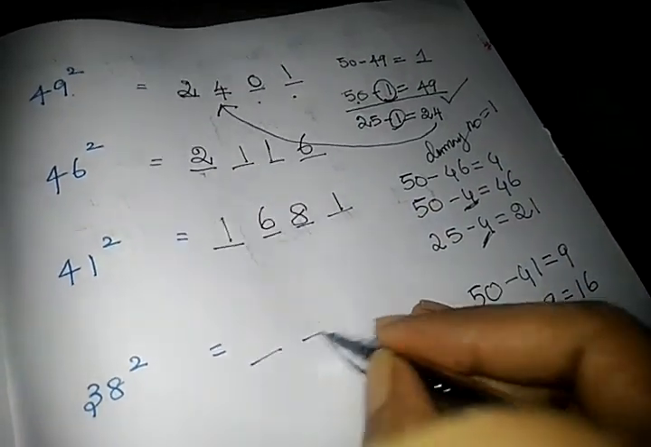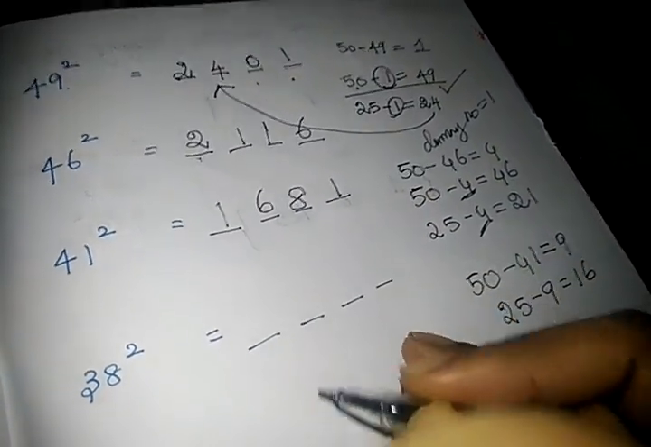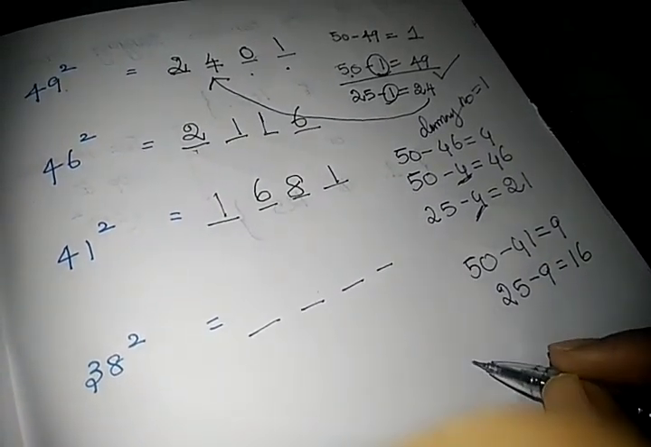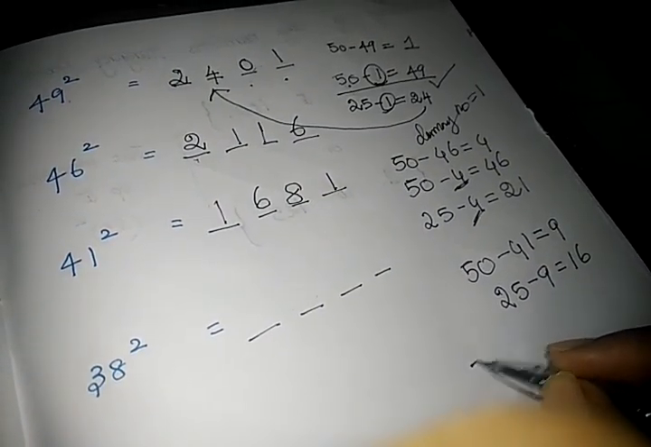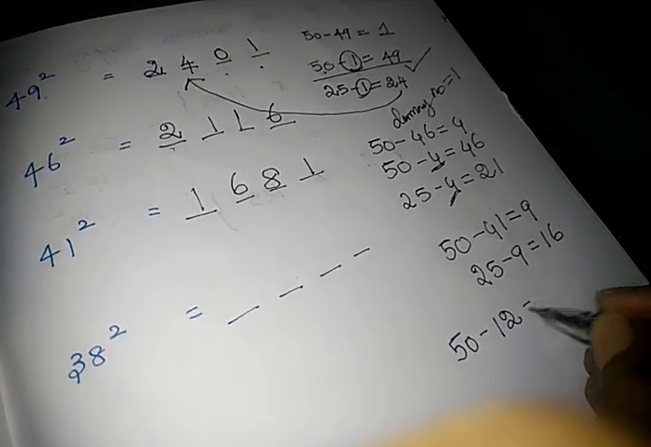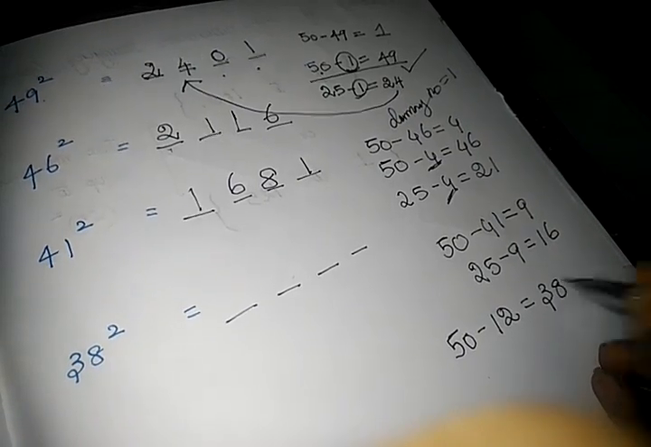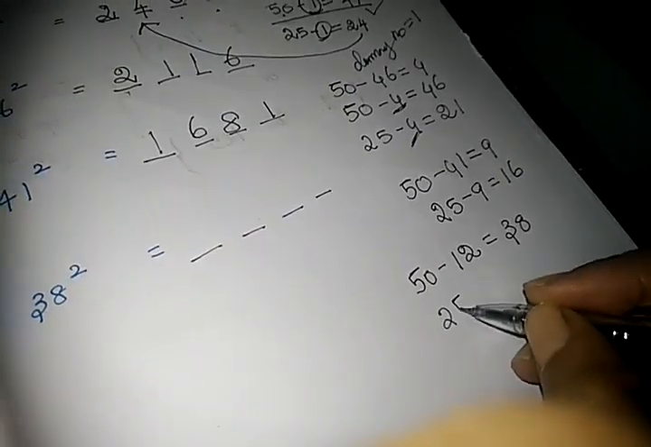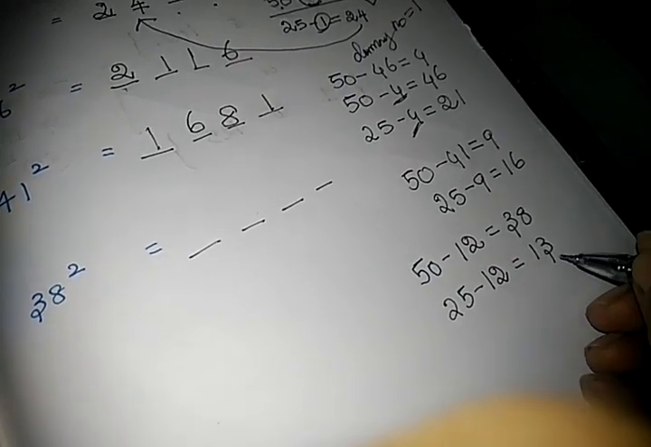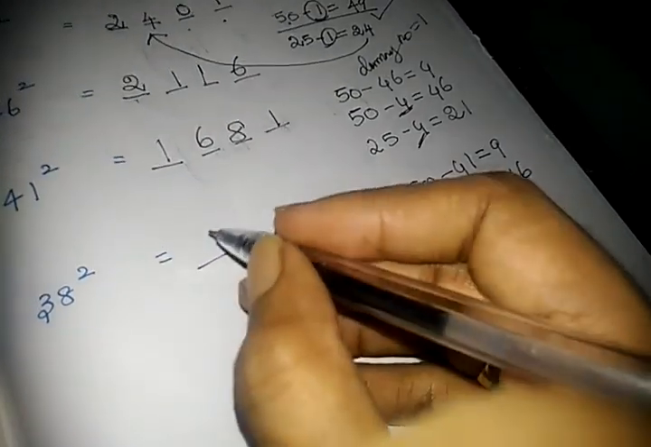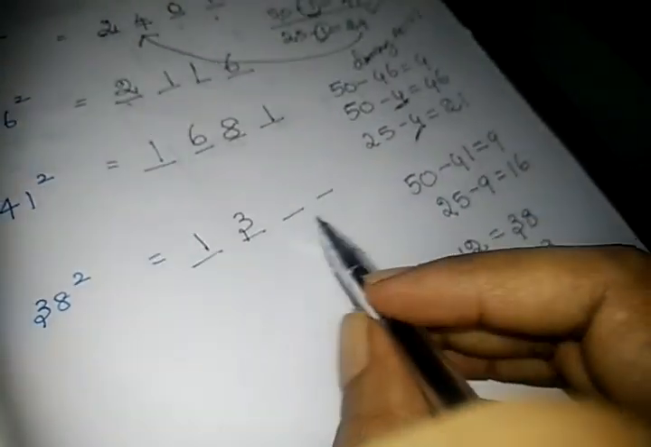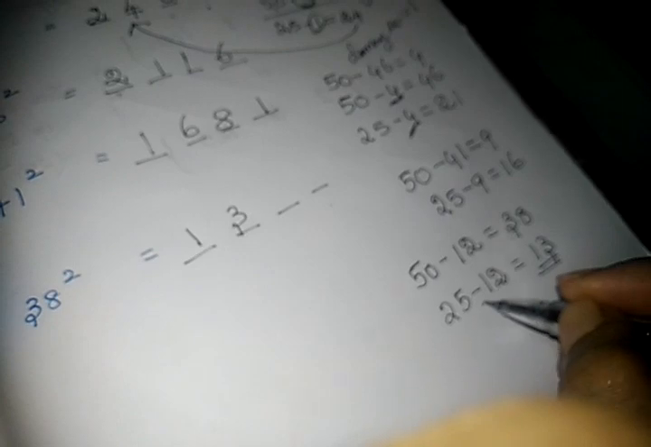Okay, what is 38 square? Okay, watch it a little bit. So here, what is the difference between 50 and 38? The difference is 12. So simply we can write it like this: 50 minus 12 is equal to 38. So what is 25 minus 12? Which is simply 13. So this 13 is to be accommodated in the first 2 places. And what about the last 2 places? 12 is the dummy number.